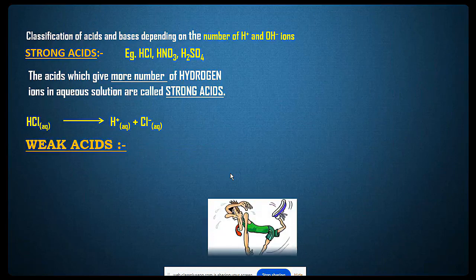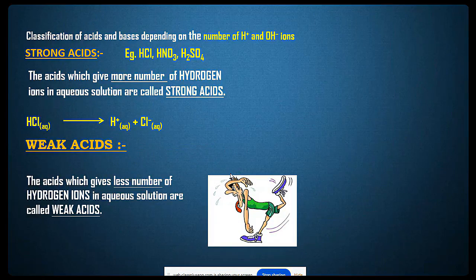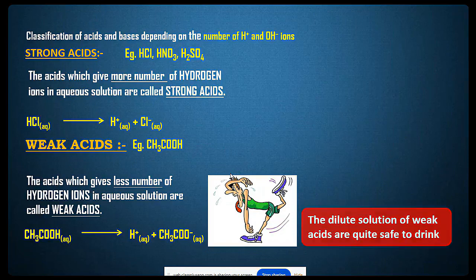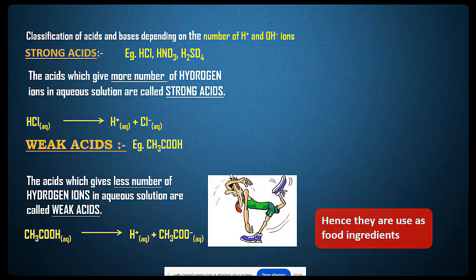Weak acids. The acids which give a small number of hydrogen ions in aqueous solution are weak acids. Example: CH3COOH, which gives rise to H plus and CH3COO minus. All organic acids are weak acids, whereas all mineral acids are strong acids. Hence, organic acids are used as food ingredients.